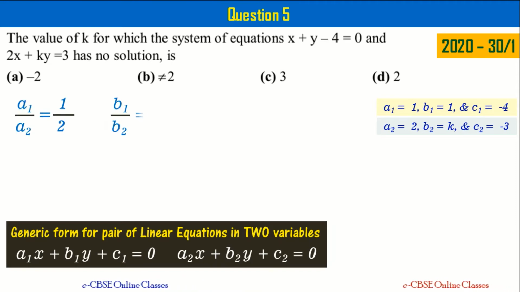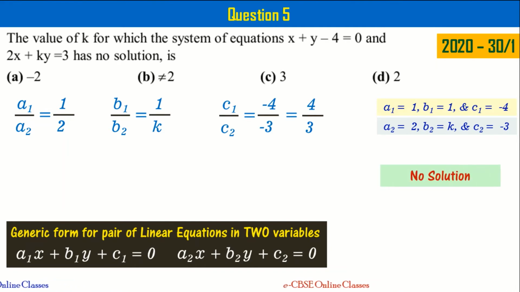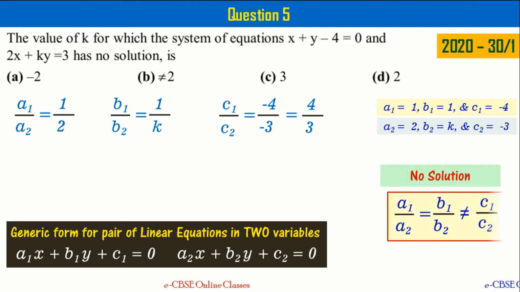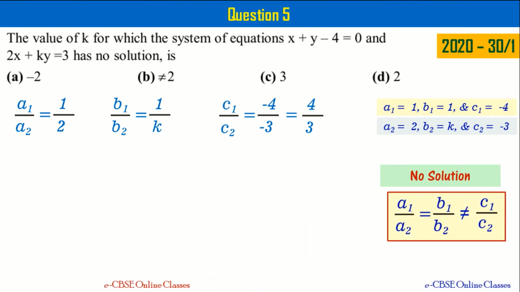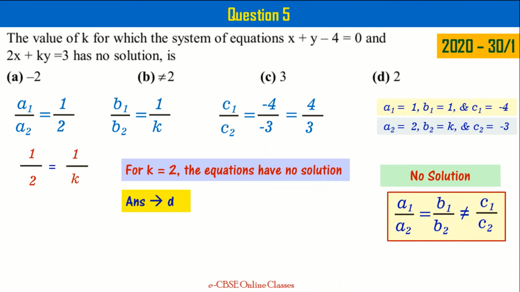a1 by a2 equal to half, b1 by b2 equal to 1 by k, and c1 by c2 equal to 4 by 3. And we want to have no solution for the given pair of equations. It means that the relation between those coefficients has to be a1 by a2 equal to b1 by b2, but that should not be equal to c1 by c2, right? It means 1 by 2 has to be equal to 1 by k. So k equal to 2 is the answer for which the equations will have no solution. Choice D is the answer.